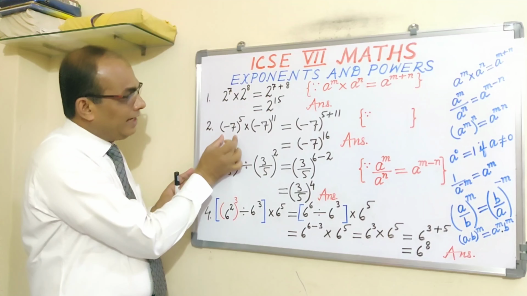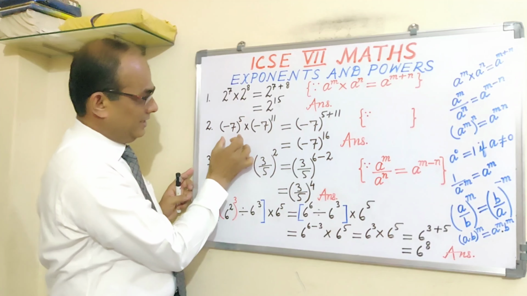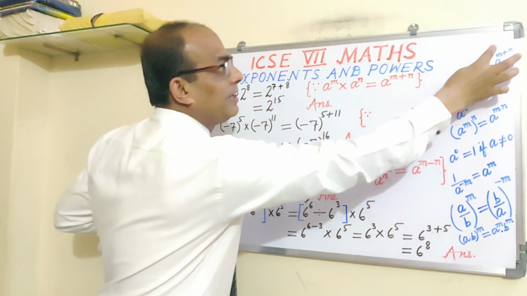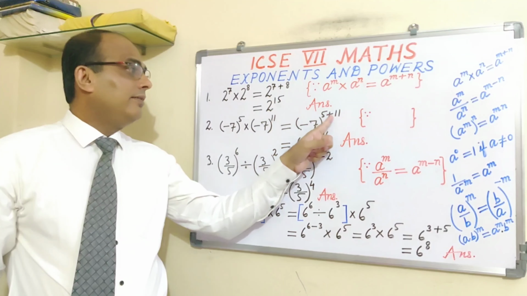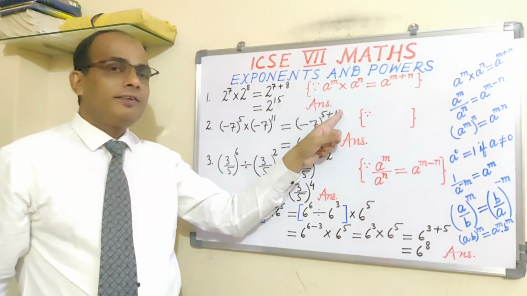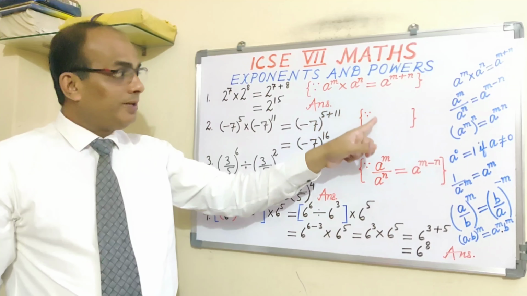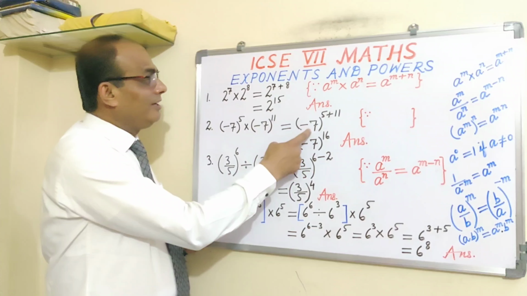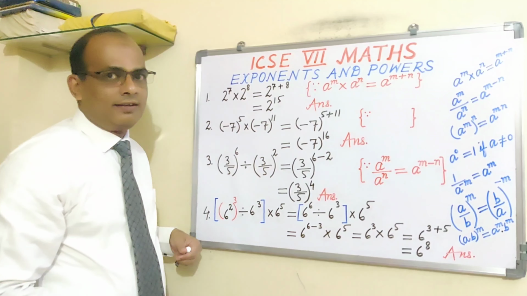Doesn't matter. So a raised to the power m multiplied by a raised to the power n is equal to a raised to the power how much? m plus n. So here m is 5 and n is 11, so m plus n, 5 plus 11. Alright, again write down your formula. I have not written it down because I already wrote it once, so please write down the same formula you wrote here. Okay. Now minus 7 raised to the power 5 plus 11. 11 plus 5, 16. So minus 7 raised to the power 16 is the answer.